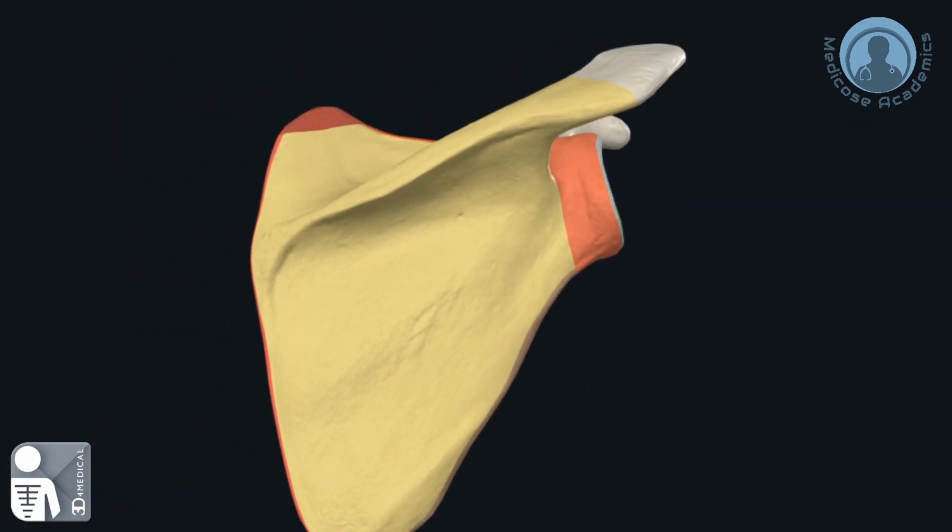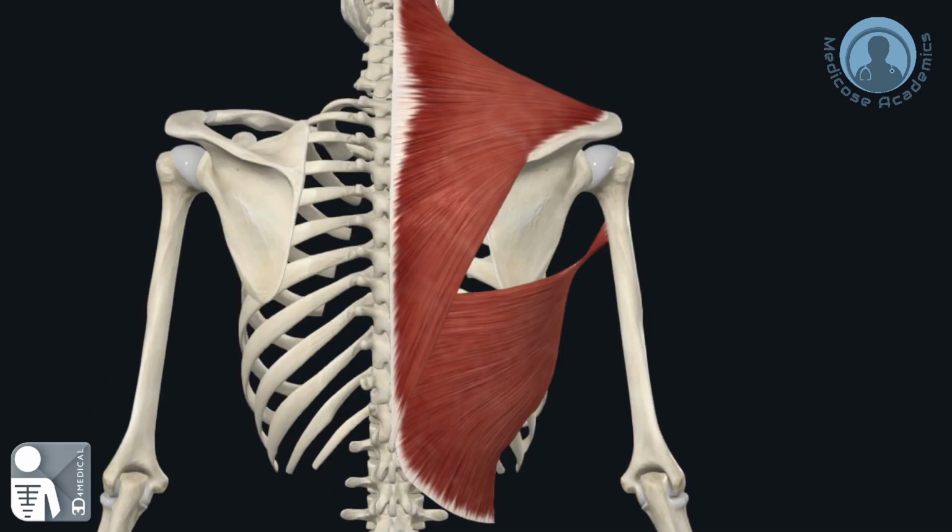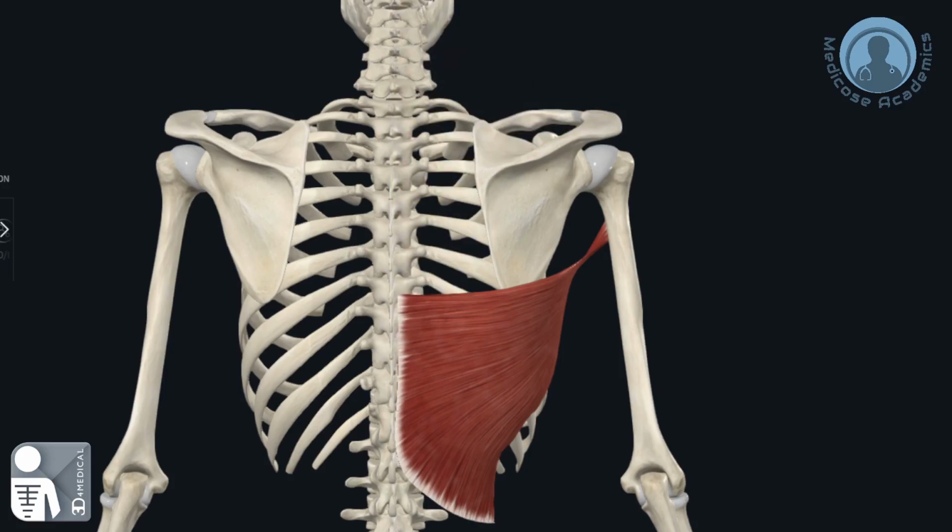Going on to the posterior aspect, we will show the muscles that are covering these angles. If you look from the back, the superior angle is hidden by the trapezius muscle, and the inferior angle is hidden by the latissimus dorsi muscle.